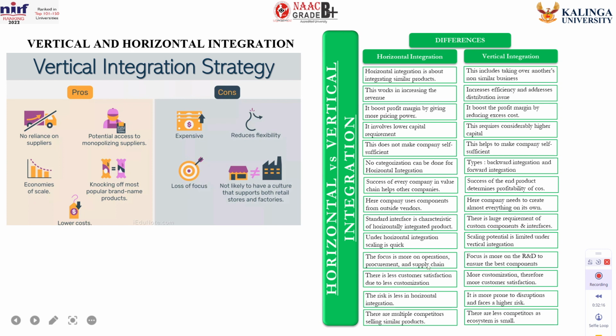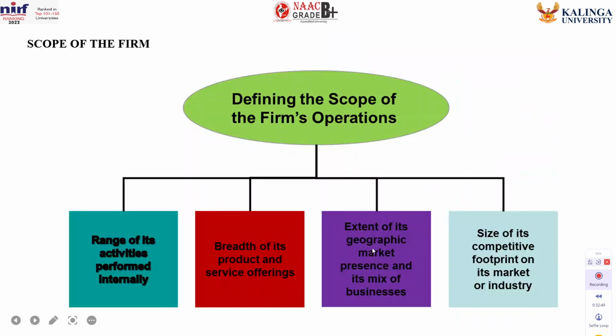The focus is more on operations, procurement, and supply in case of horizontal integration. And in case of vertical integration, the focus is more on R&D and ensuring the best components. In horizontal integration, there is less customer satisfaction due to less customization. In vertical integration, more customization is there, and therefore it will lead to more customer satisfaction. The risk is less in case of horizontal integration. In vertical integration, it is more prone to disruptions and faces a higher risk. There are multiple competitors selling similar products in horizontal integration, but fewer competitors as the ecosystem is small in vertical integration. So this is the difference between vertical and horizontal integration.